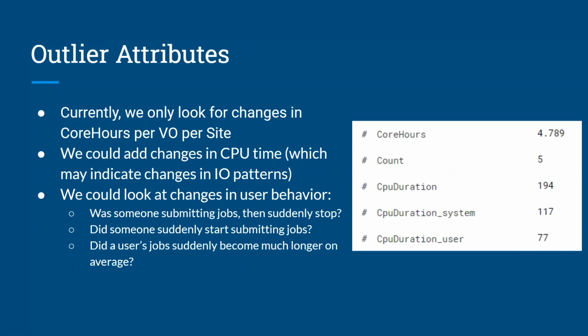So some of the attributes that we're looking at is currently we're only looking at changes in core hours per VO per site. Some future work that could be added to this is that we could look at changes in CPU time. This could indicate changes in IO patterns. We could also look at changes in user behavior. So something that we could also be looking at is like, was someone submitting a lot of jobs and then they suddenly stopped submitting jobs, or did they suddenly start submitting jobs that they weren't previously doing, or on average, are their jobs taking longer to run or shorter? But these are all future additions that we could look into.